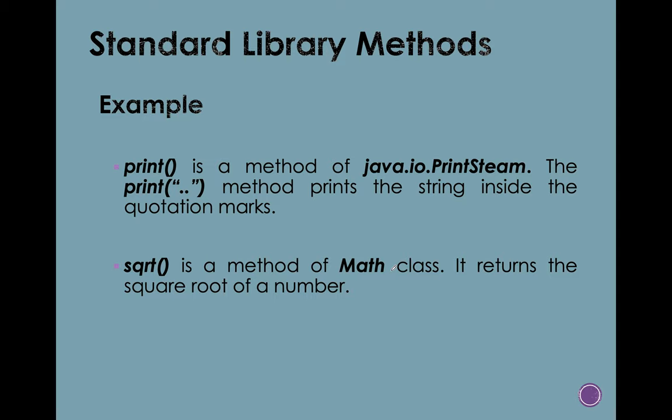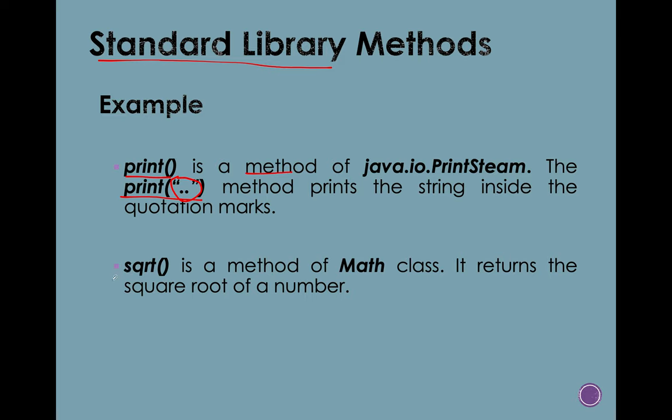So we will proceed right now in understanding the standard library methods, which is one of the types of method in Java. If we talk about the standard library methods, we have an example. Number one, print is a method. println, a print, it's a method of java.io that prints a string. It prints the string inside the quotation marks. That is the purpose of the print method.